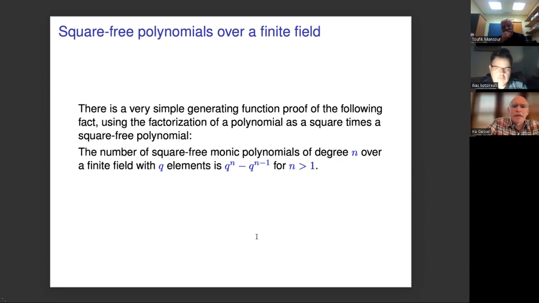And you find that the number of square-free monic polynomials of degree n over a finite field with q elements is given by q to the n minus q to the n minus 1. This is for n greater than 1. It makes sense for n equals 1, but it's not true for n equals 1. And so a natural question is, is there a combinatorial proof of this simple formula? I wouldn't be surprised if somebody can come up with such a proof, but I haven't been able to do it.